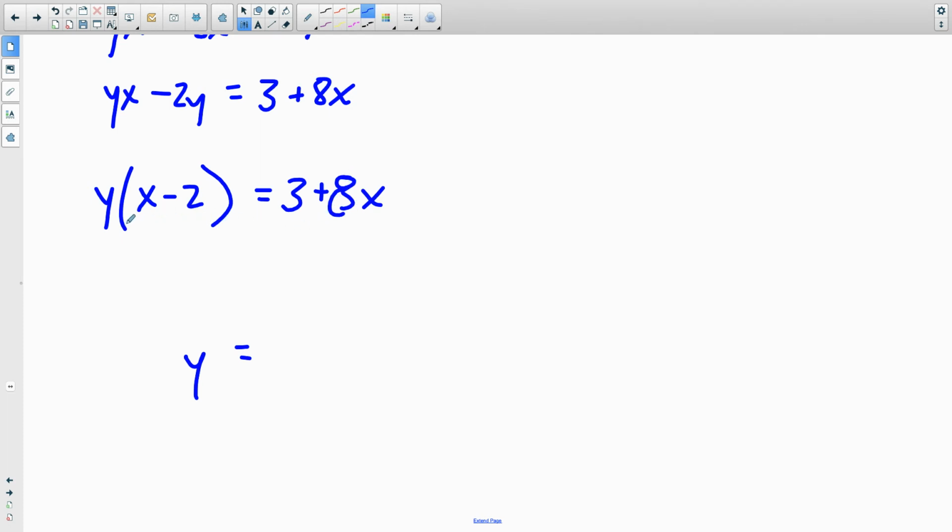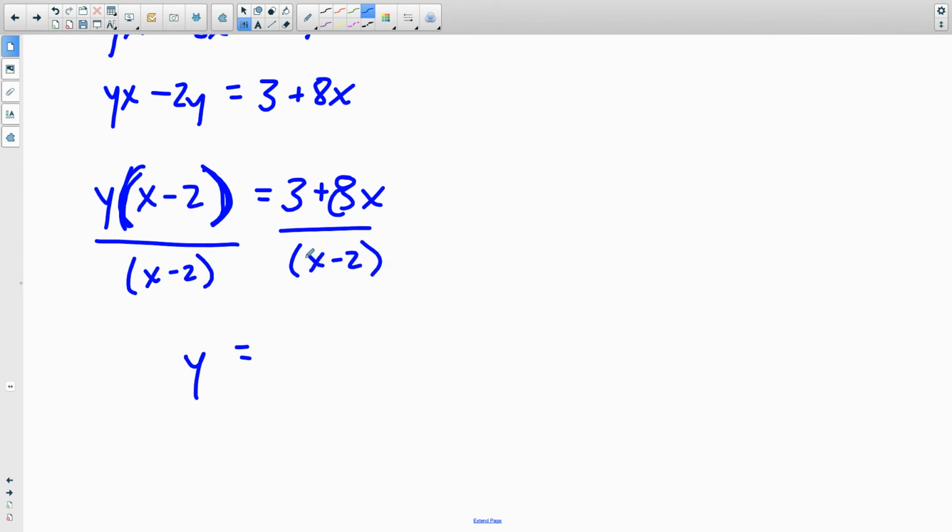And how do I get y by itself? Well, this is y times a quantity, and this quantity is a binomial. It'd be nice if it was just a number, but it's not. That doesn't matter because all I'm trying to do is get this to say y equals, which to solve for y, I need to divide by what I'm multiplying it by. The inverse operation here is division. So I'm going to divide by x minus 2.